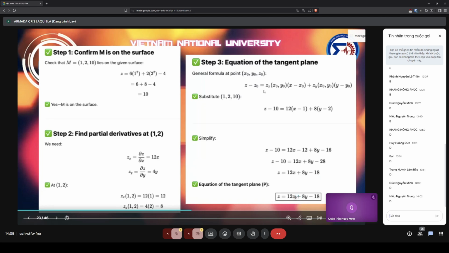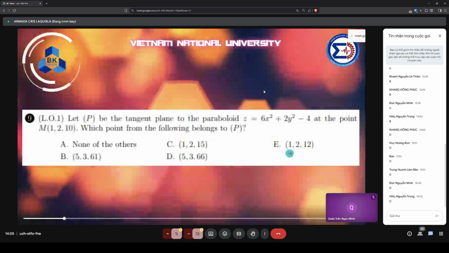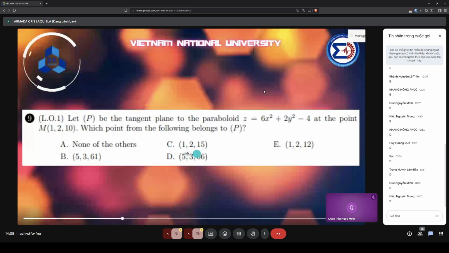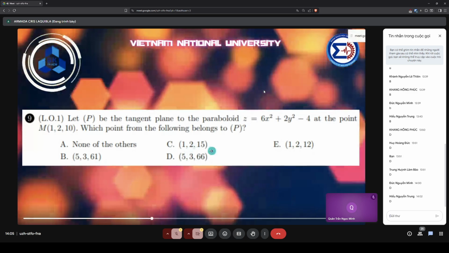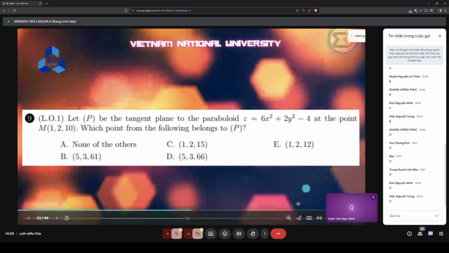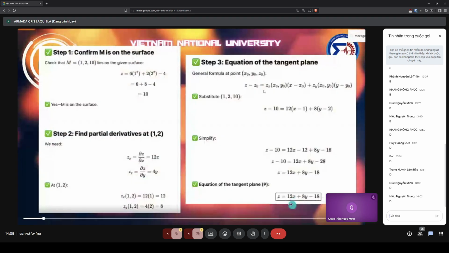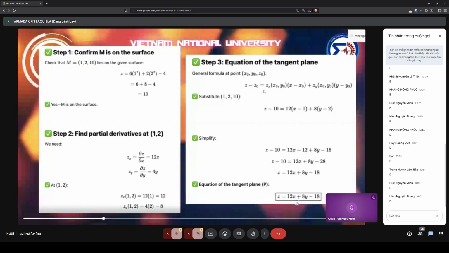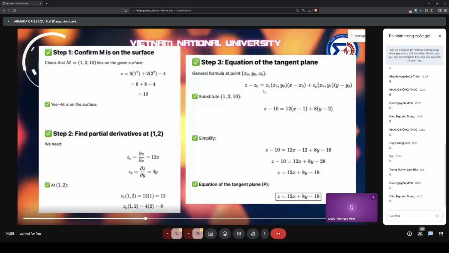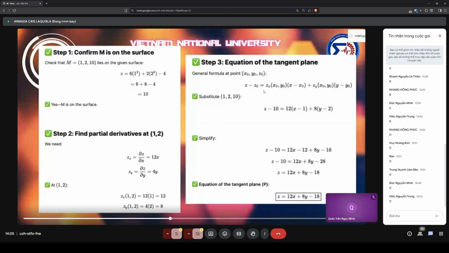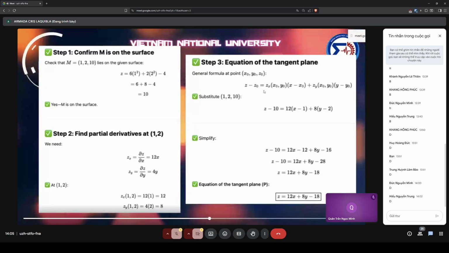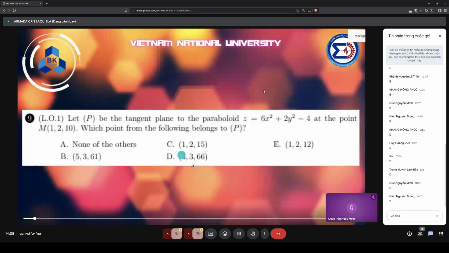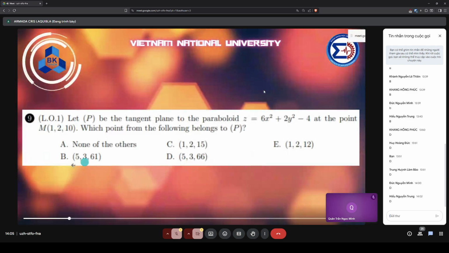Now, to verify which of these points lie on the plane, 1, 2, 15 or 1, 2, 12, you have to substitute 1 in your x and 2 in your y. Is it 15 or 12? If you do that, we have 12 times 1 plus 8 times 2. It's 28 minus 18. The answer is 10. And you cannot see the 1, 2, 10 here. It's not here, so we have to pick the next points.